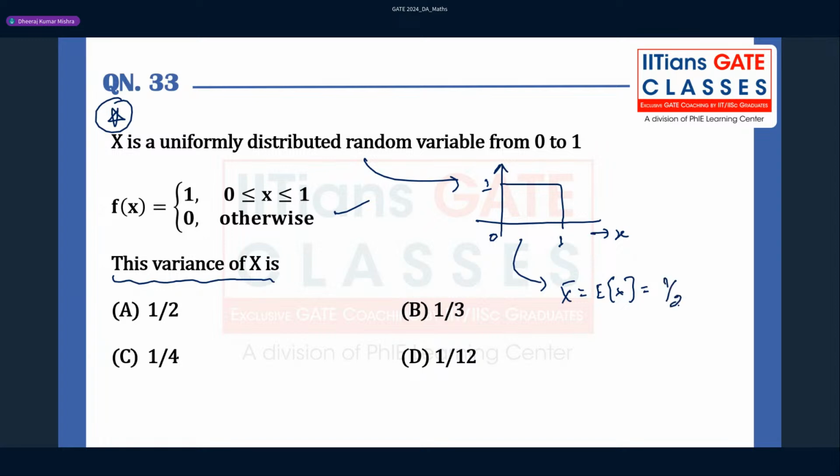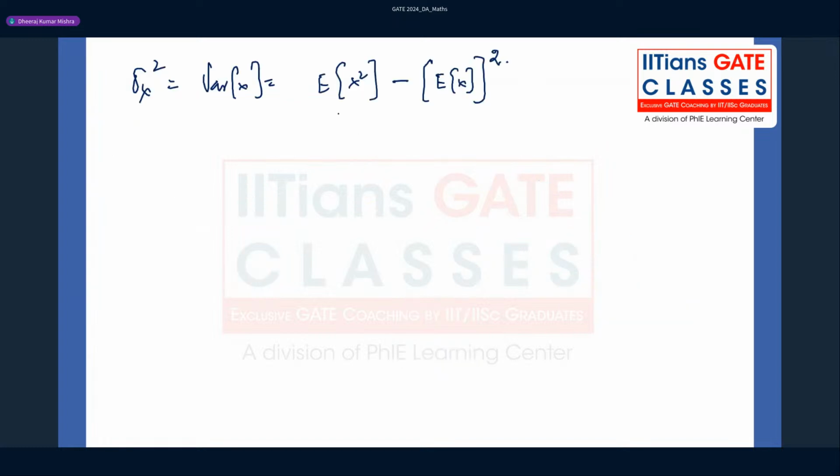Expectation is going to be 1 by 2, okay? You should not take much time to compute this expectation, right? 1 by 2 you can directly write, since this is nothing but a uniformly distributed random variable, right? So now, how to determine this guy?